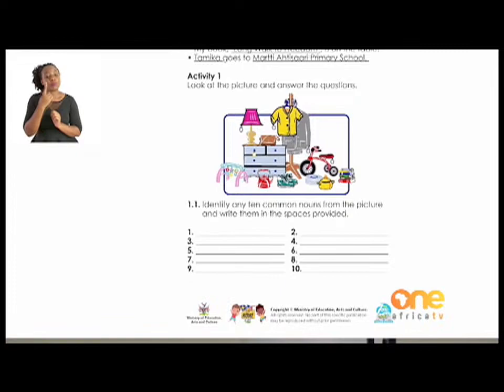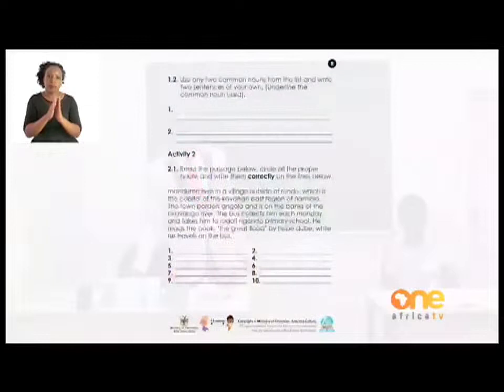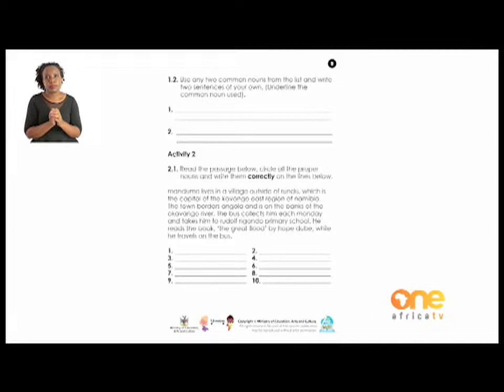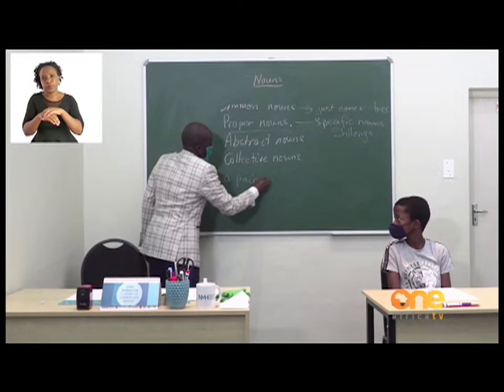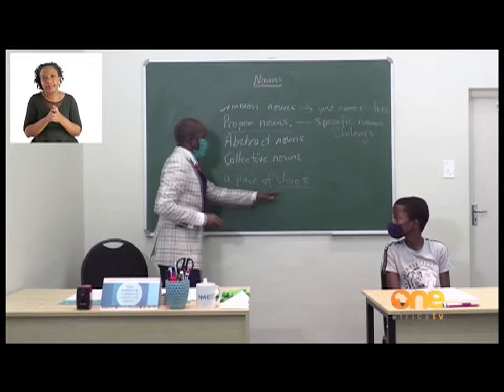Right, let us turn to page 5. The first one says, use any 2 common nouns from the list and write 2 sentences of your own. Underline the common noun used. For example, I will choose shoes, a pair of shoes. This word shoes is my noun, and I want to use it in a sentence.